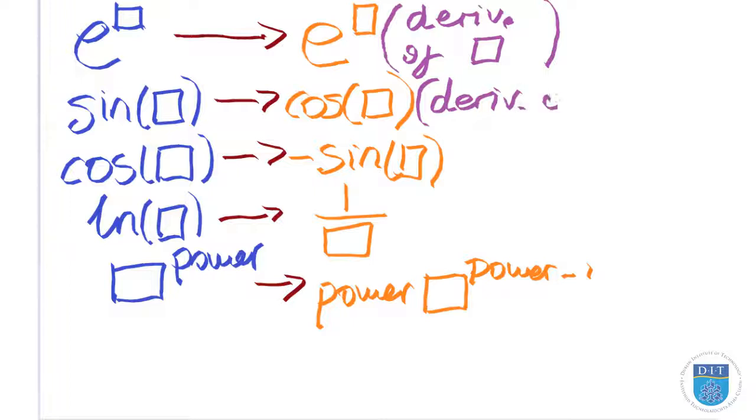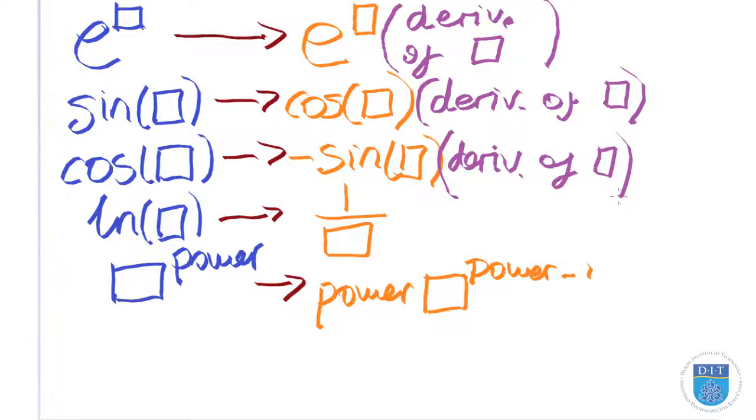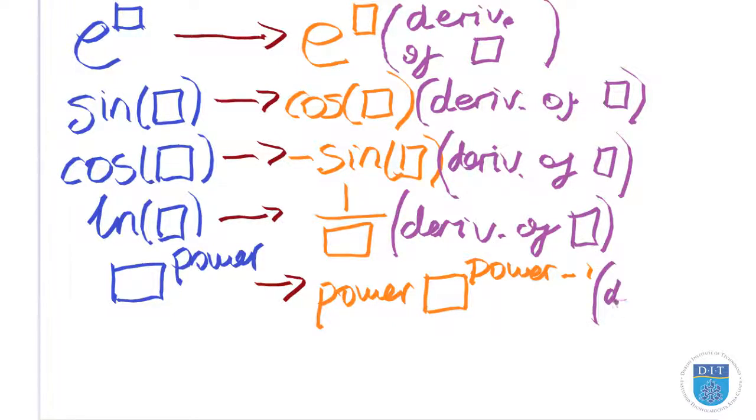Deriv of box, straight away in a bracket right afterwards. Cos of box, the derivative of that is minus sine of box by the derivative of the box. Ln of box goes to 1 over box by the derivative of the box. And then finally, box to the power: you ignore the box, take the power down, take 1 off it, then straight away afterwards differentiate the box over here. Derivative of box. Sorry for the bad writing, but I think you know what I mean.